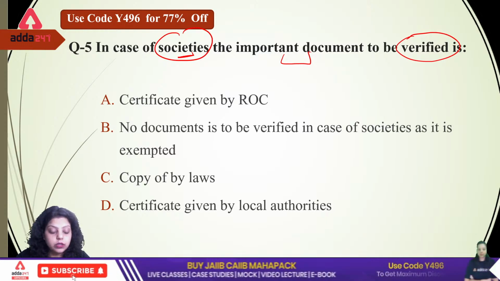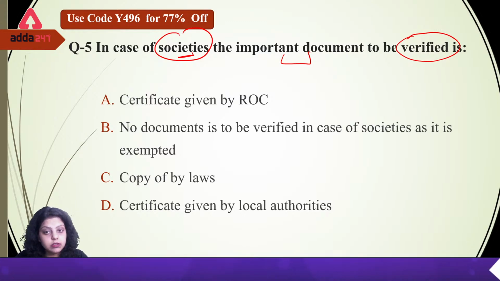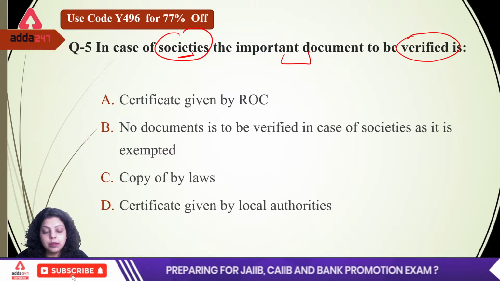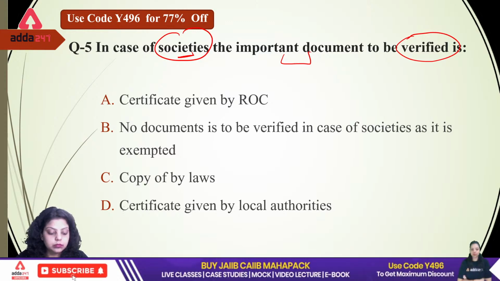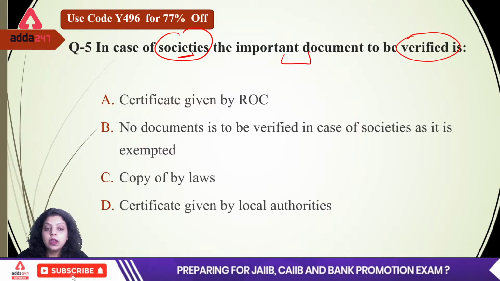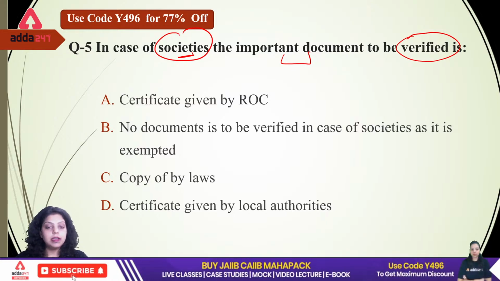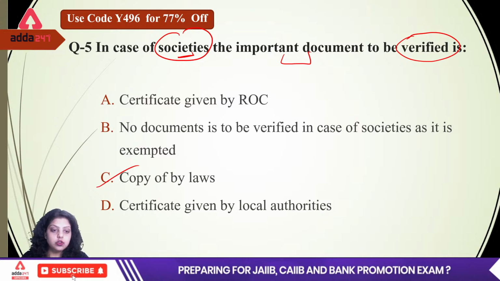What will be the answer for the fifth question? Fifth is B, that is no document is to be verified in case of societies as it is exempted. Okay, what about the rest? So the right answer for this, in case of societies, the important document to be verified is the copy of bylaws. The copy of bylaws given, that should be your document to be verified.